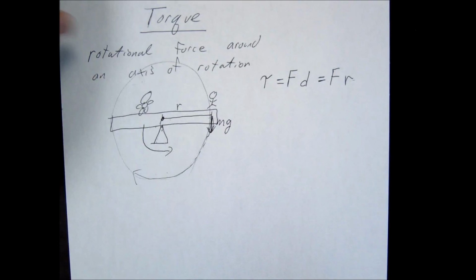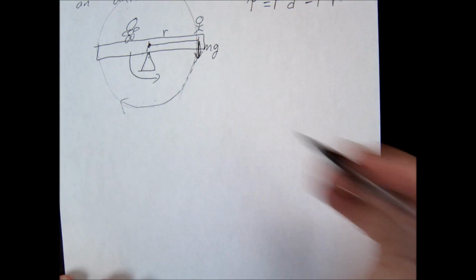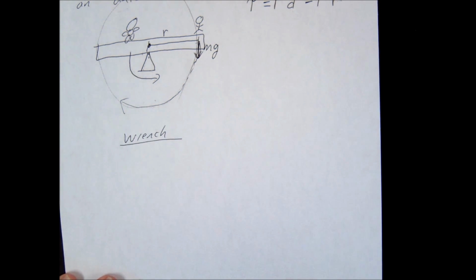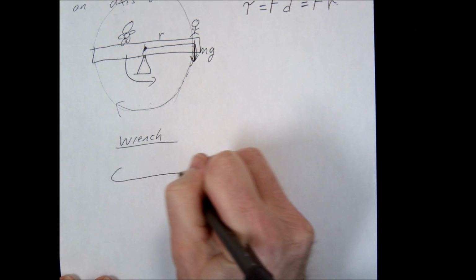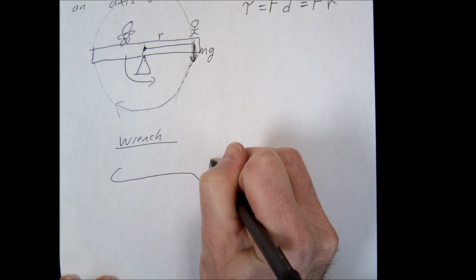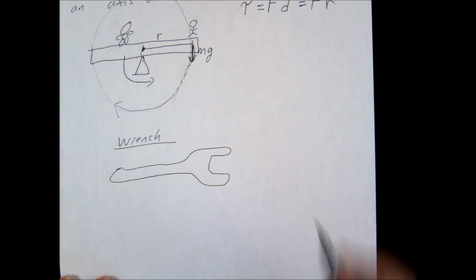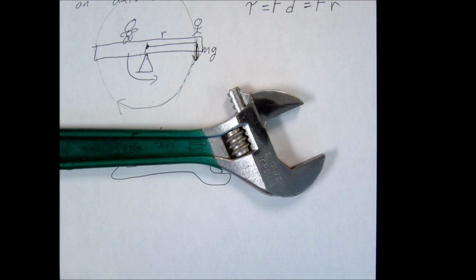All right, so let's look at some concepts of this. Let's look at, say, a wrench, for example. Let's look at some common things that you might use from time to time. So here's a wrench. Thing like this. Okay, so here's a wrench, right? Here we go. There's our wrench. That's what my picture looks like.